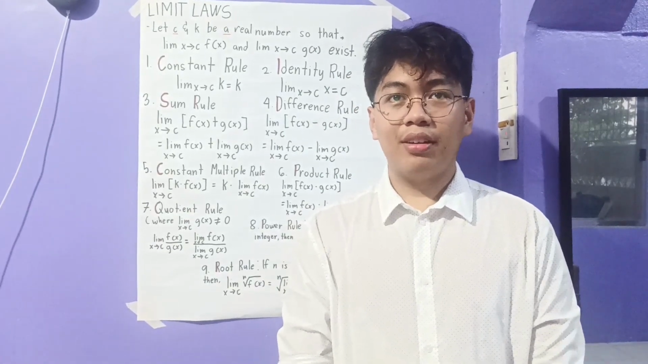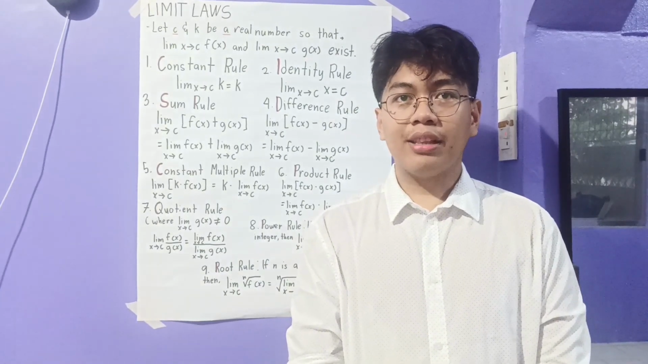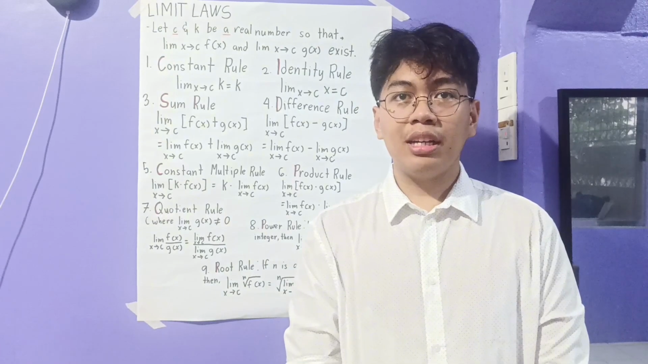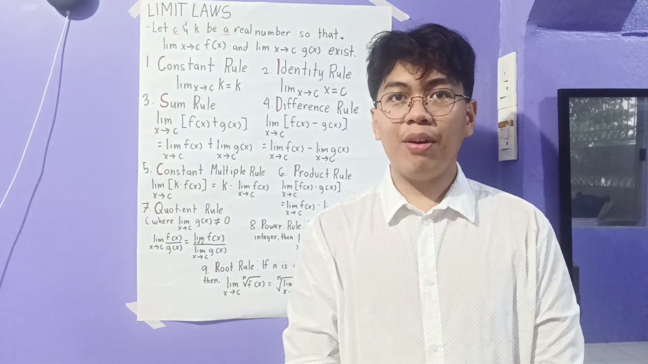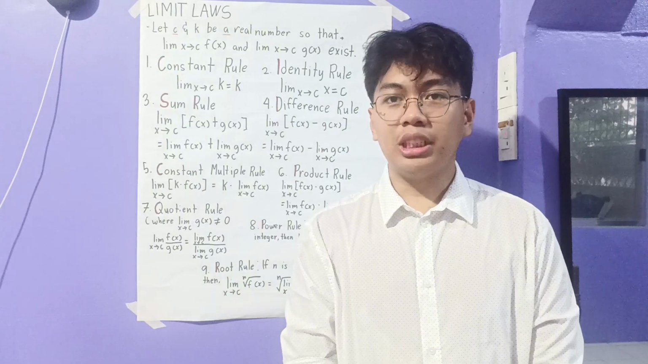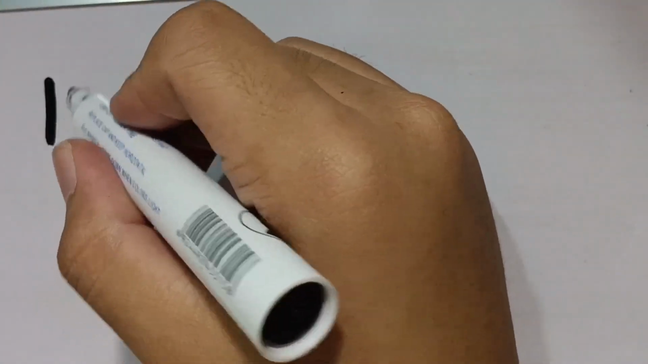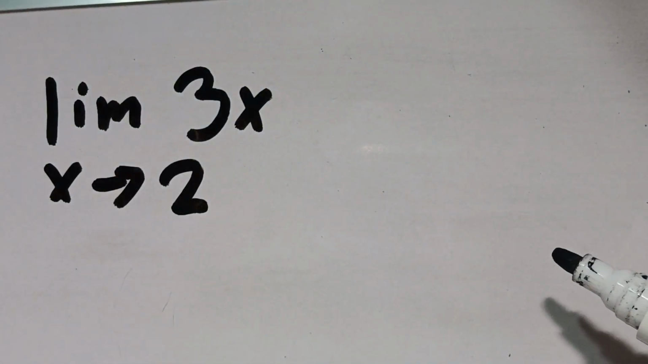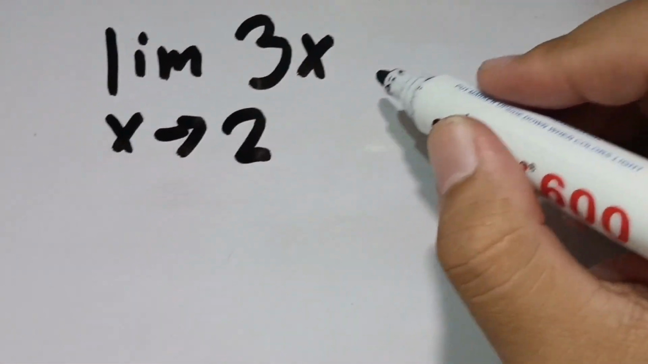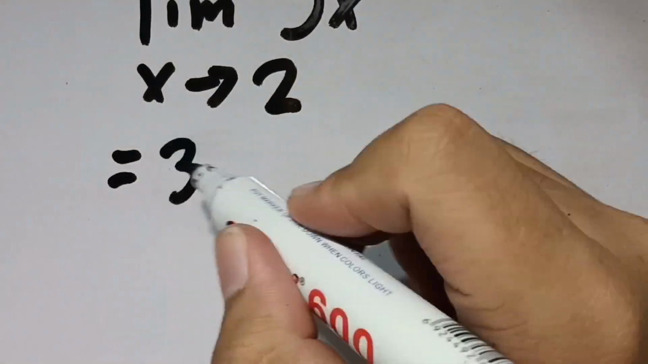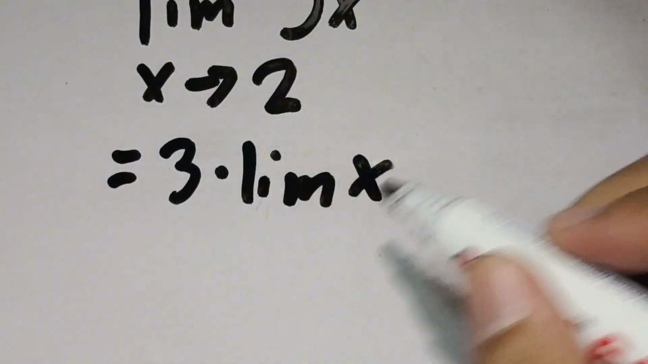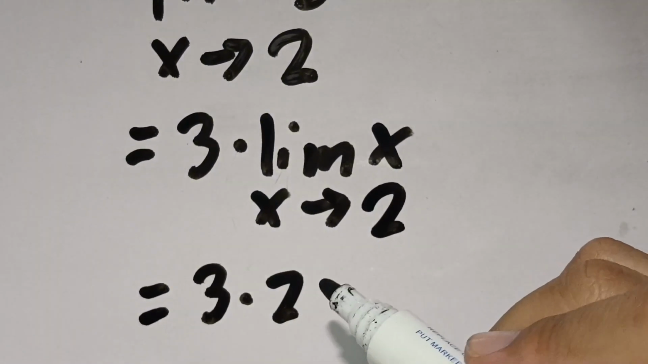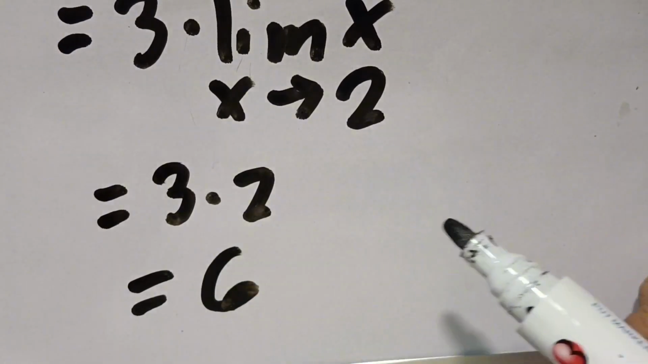Next is number 5, constant multiple rule. The limit of k times f of x as x approaches c is equal to k times the limit of f of x as x approaches c. So sa pag-solve ng constant multiple rule, we keep the value of 3 while we substitute what x approaches to, which is 2. So here, we multiply 3 times the limit of x as x approaches 2. 3 times 2 equals 6.